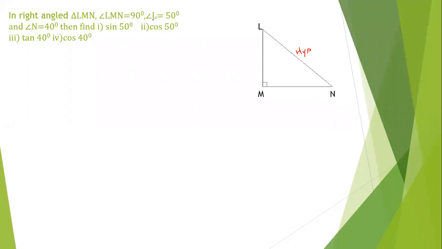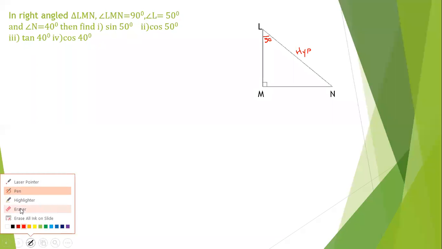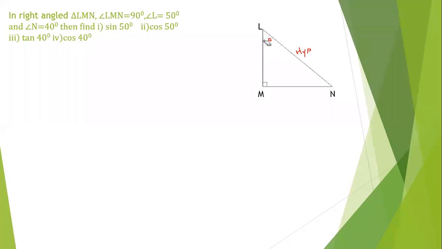Then it is given angle L equal to 50 degree. Then where is angle L in this figure? It is here, right? So here we will mark 50 degree. And angle N as 40 degree. So let us mark that also in the given figure, 40 degree.